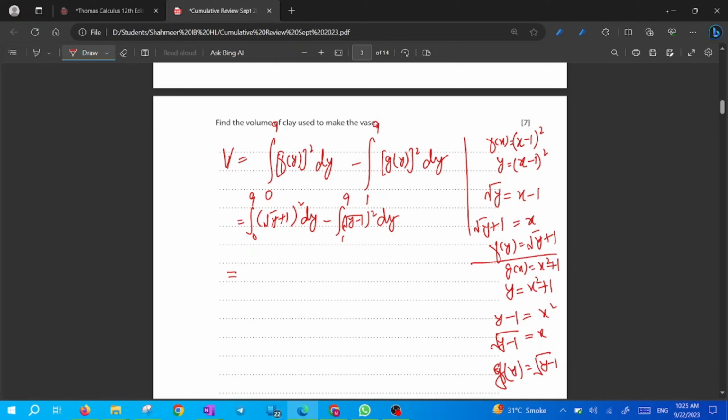You can use a graphing calculator to find the answer. Oh sorry, I forgot to put π. So you get π times the integral. In the graphing calculator, you will get 85.5π, and here you will get 32π. After subtracting, you will get 53.5π, and this will be your answer.